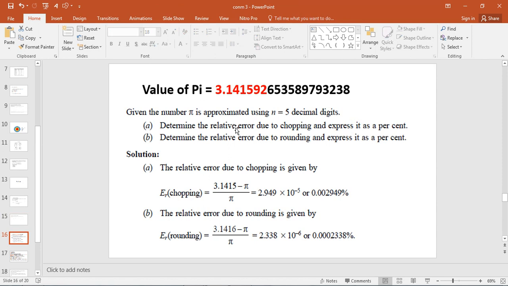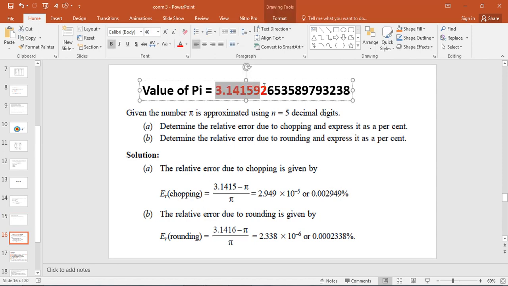Then what we have, let's see over here. Suppose this is the value of pi, and I'm going to consider the first 6 decimal places. So what I have over here is that I'm asking you to find the relative error by chopping and by rounding up. There are two ways, isn't it?